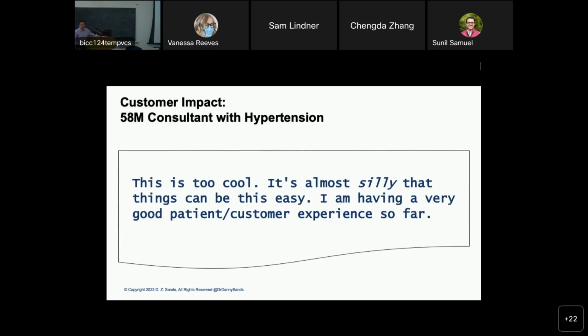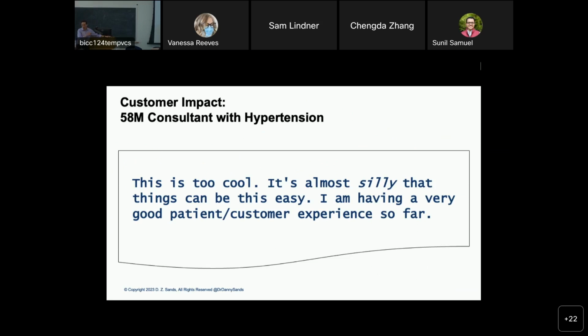All right, the impact of a tool like this is extraordinary. So after we went live with this, my patients were all using the patient portal, I sent a message asking them, just tell me what you think about this platform in general, and what does it mean to you? And so one person, this was actually the guy who later became my collaborator, ePatient Dave, he sent this message: this is too cool. It's almost silly that things can be this easy. I am having a very good patient/customer experience so far.